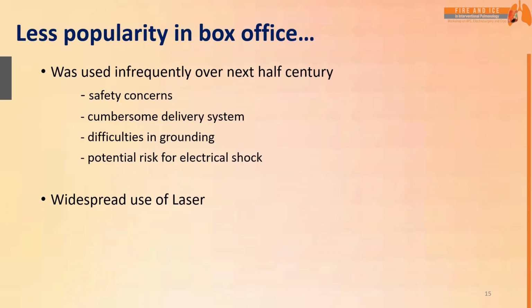Even after getting good results by electrocautery, it was underused in the next half century. Why? For safety concerns, cumbersome delivery system, difficulties in grounding, and potential risk of electrical shock. In the meantime, there was a rise of laser in the 1970s to 1990, with widespread use of laser for mechanical debulking of airway tumor. So the use of electrocautery was submerged by the use of laser in this time.